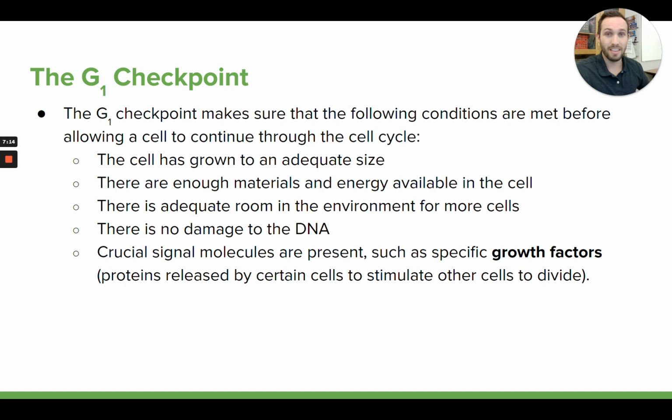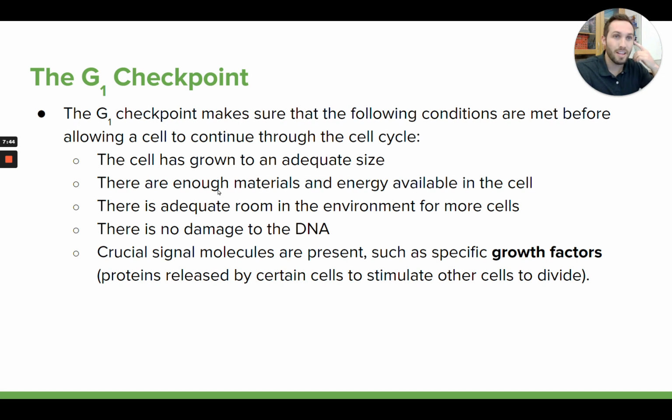And here are the kind of things that are being checked for in the G1 checkpoint. It's kind of a long list. That's why this checkpoint is so important. Because once you start replicating your DNA, you're pretty committed to dividing. And so we want to make sure that's going to happen correctly. So one of the things that's going to be checked for is that the cell has grown to an adequate size. So the cell is not a puny little cell anymore. It's grown up. It's a big enough cell to accomplish these different phases and ultimately divide. It's also going to check that there's enough material and energy available in the cell.